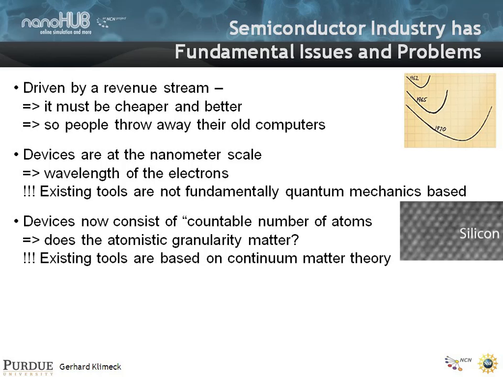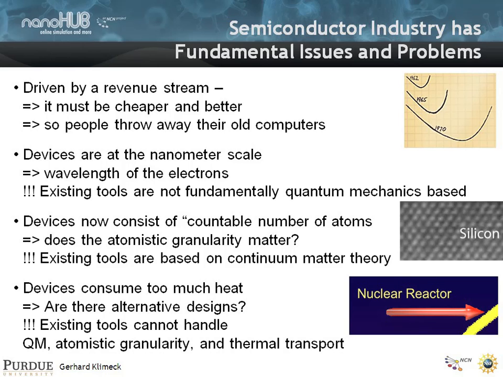Also, these devices consist of a countable number of atoms. It's no longer a huge chunk of device where granularity didn't matter. Now you can count the number of atoms in a layer. So these existing tools are all built on continuum matter theory, right? There is no concept of atoms in there. You can subdivide any domain you want to or discretize in any space you want to. It doesn't matter, right? But that is not the reality of discrete atoms.